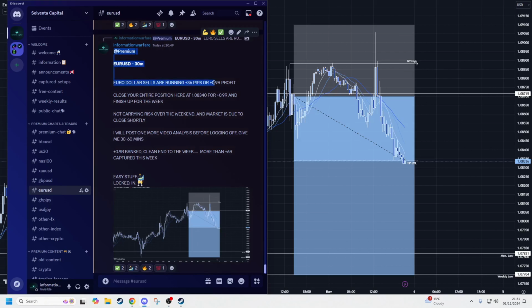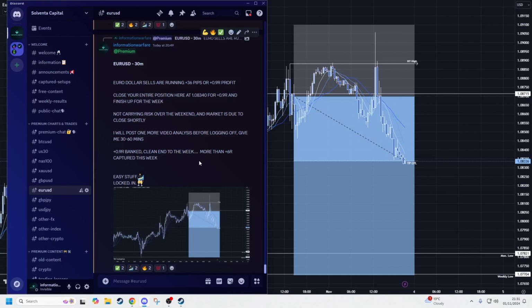Alright, looking at euro dollar, 30 minute, this is the final update on our sell. So we closed the position, 36 pips or 0.9R profit at 1.08340. The main reason we closed it is we're coming into the weekly close. I don't want to carry risk over the weekend. I never like to carry the risk over the weekend. I'd rather bank our profit just like we did, a clean end to the week.